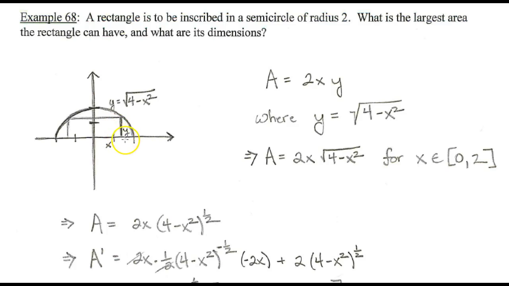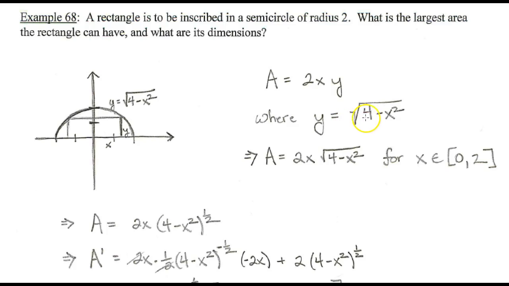So the height of that rectangle will always be the value of y, whatever the y value is on the function. And then the length of that rectangle will be, well, from here out to the tip of it is x, so I need 2 x's to cover the entire length of that rectangle. So the area of the rectangle is 2x, the length, times the height, y, where y is the square root of 4 minus x squared. Now up here I have area as a function of two variables, x and y.